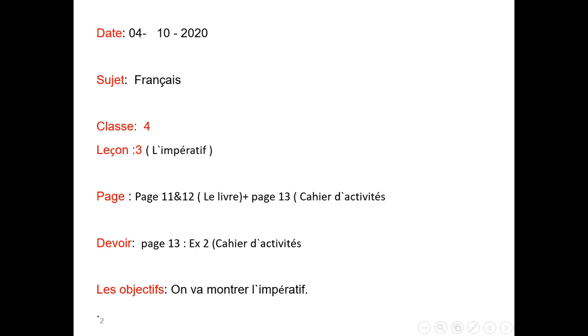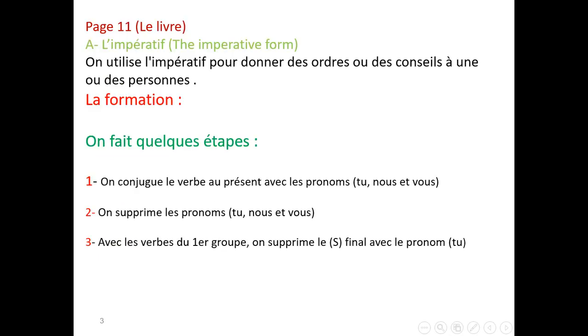Aujourd'hui, 4-10-2020, sujet français, classe 4, leçon 3, l'impératif, page 11-12 du livre, plus page 13, cahier d'activité. Devoir, page 13, exercice 2, cahier d'activité. Les objectifs, on va montrer l'impératif. Page 11 du livre. L'impératif, la forme.